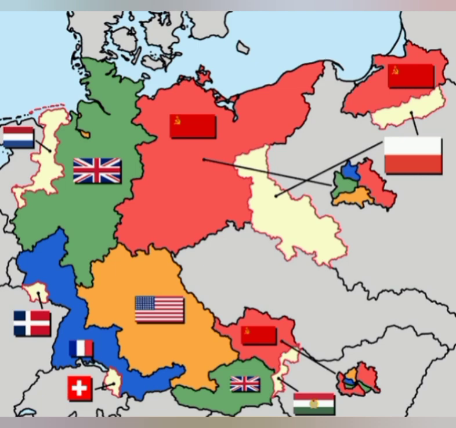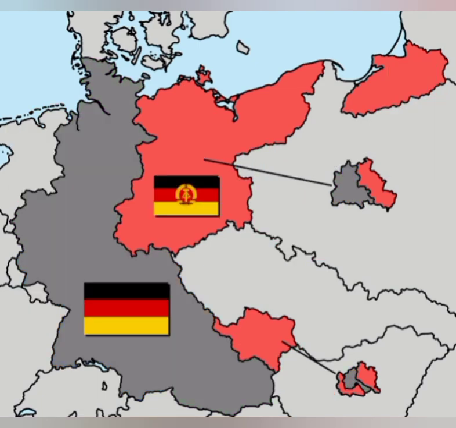Causes of division: post-war settlement. Germany's defeat in World War II led to its occupation by Allied forces. Cold War rivalry. The ideological divide between capitalism and communism dictated the partition.